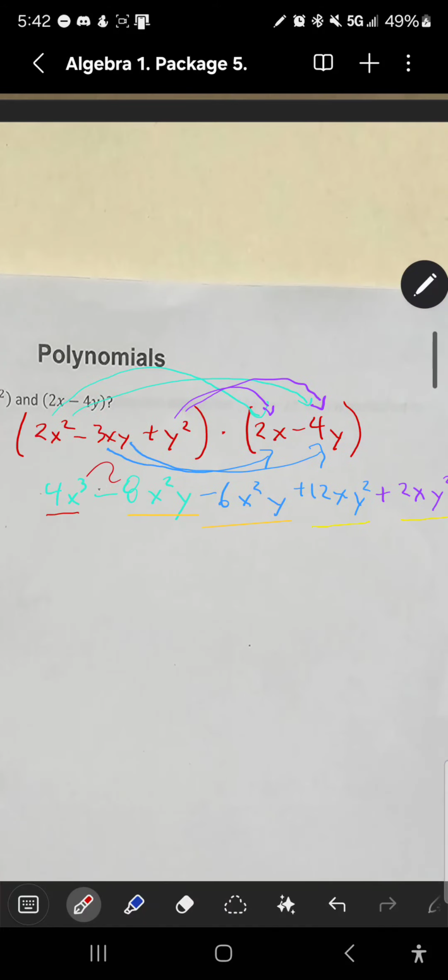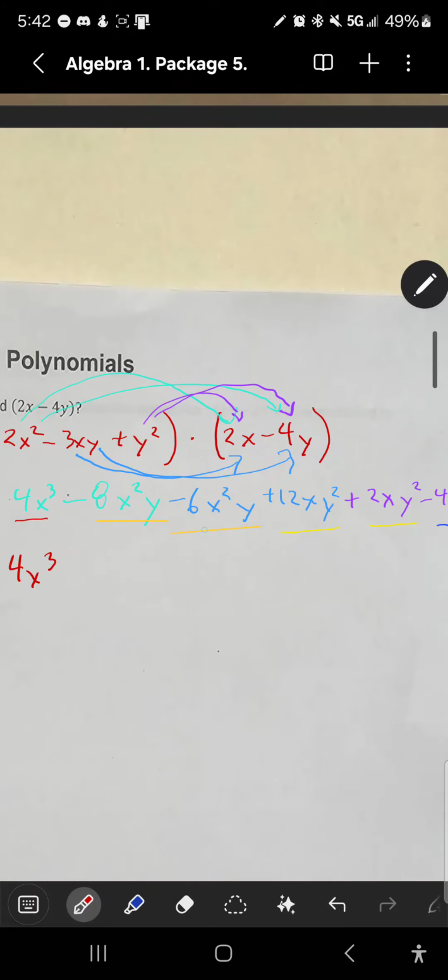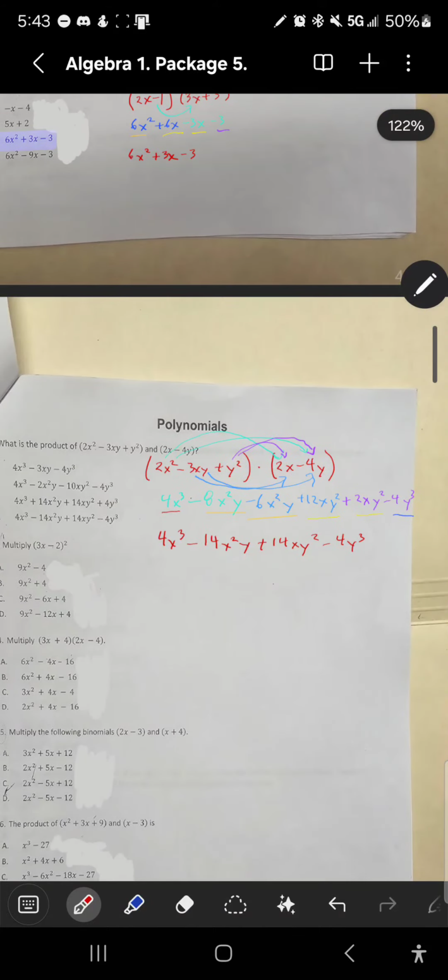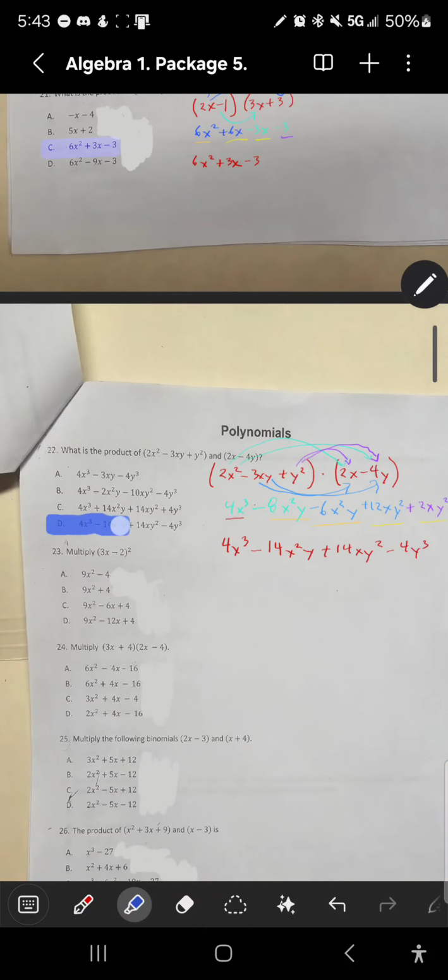Now, we do not have another x cubed, so it will be 4x cubed. These two are the same, so positive and positive, we keep the sign and add them together. 8 plus 6 is 14, so 14x squared y. And then here, positive and positive, so we keep the sign, add them together. 12 plus 2 is 14, so 14xy squared. And here at the end, we don't have another y cubed, so minus 4y cubed. This right here is our answer. And it is D.